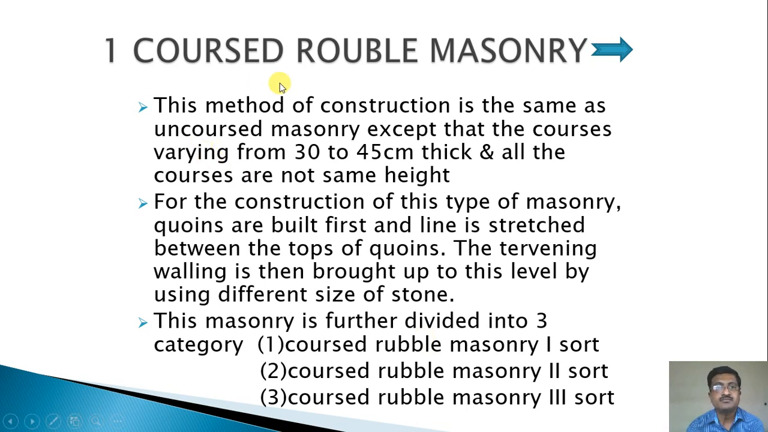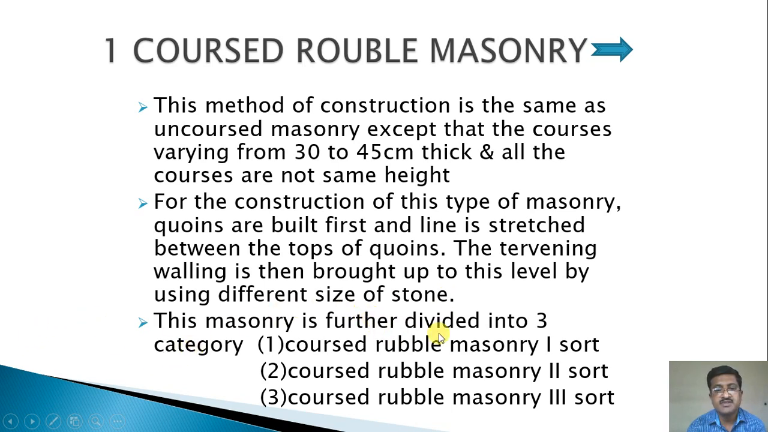Remember, in coursed rubble masonry, this method of construction is the same as uncoursed masonry, except that the courses vary from 30 to 45 centimeters thick, and all the courses are not the same height. For the construction of this type of masonry, quoins are built first, and a line is stretched between the tops of quoins, and the intervening walling is then brought up to this level by using different sizes of stones.